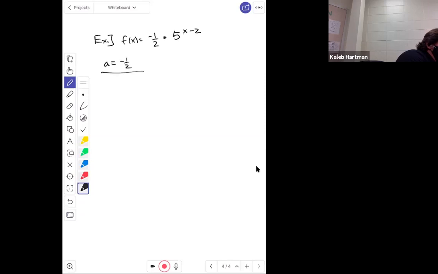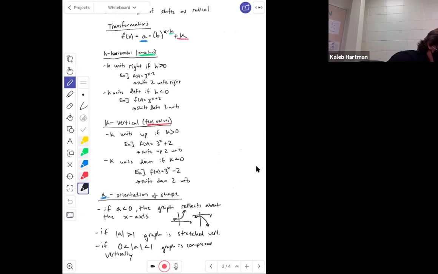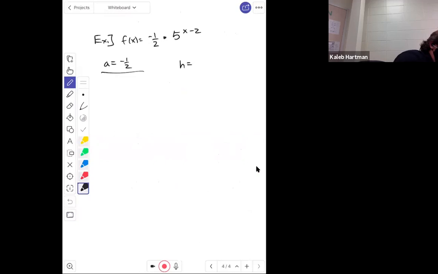This minus 2 up here, is that an h or a k? That's an h. Remember, it's always x minus h. So here h is positive 2. Kind of backwards for the h.